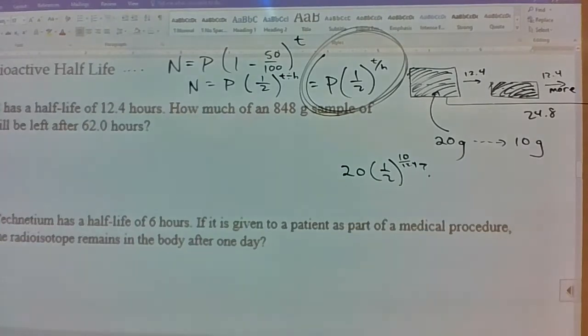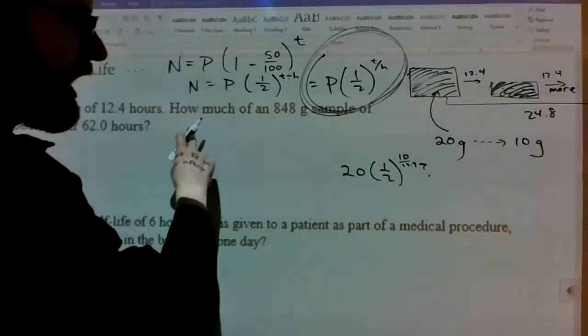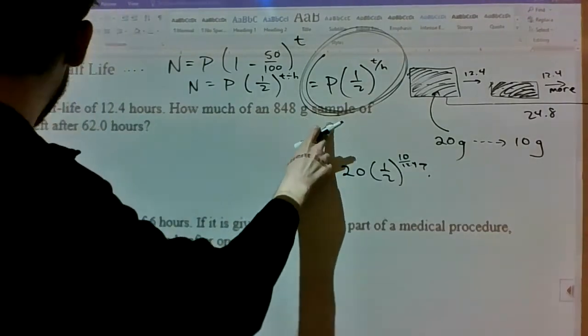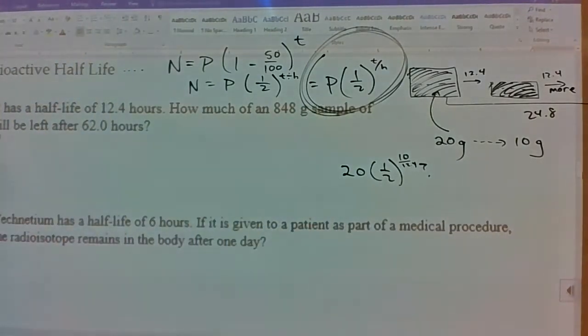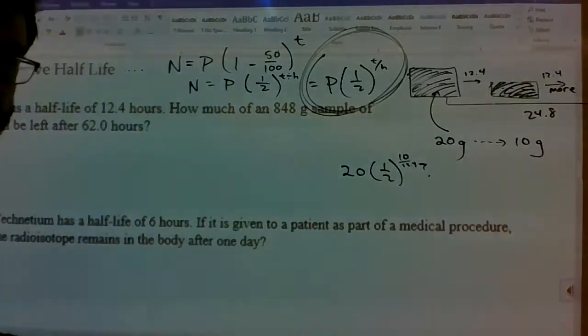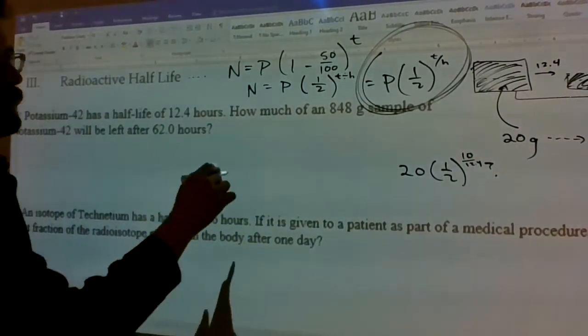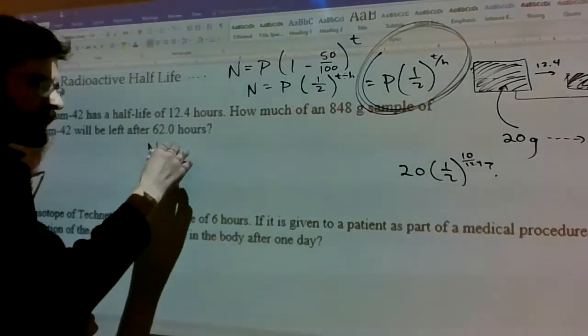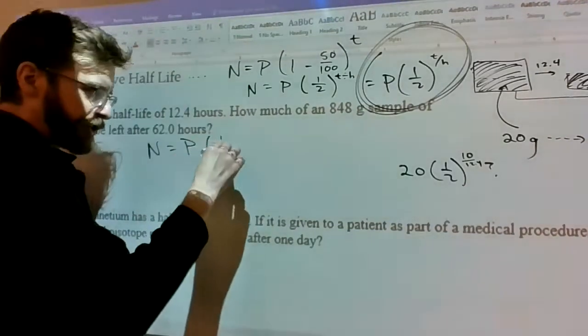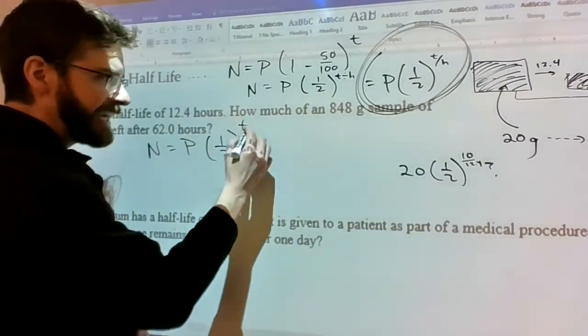So potassium has a half-life of 12.4 hours. How much of an 848 gram sample of potassium-42 will be left after 62 hours? Sorry if you couldn't see that first part. So here, we have N equals our principal amount, our initial amount, times a half to the t.